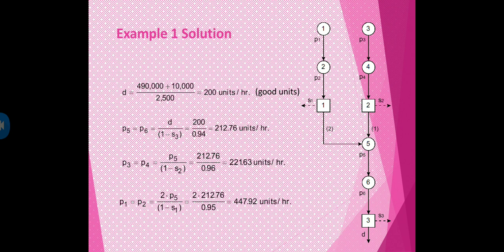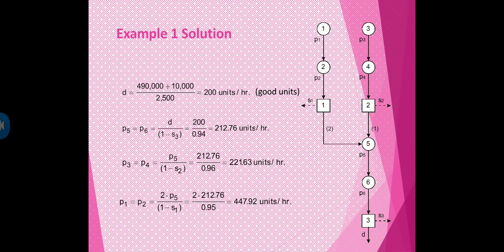Before calculating the production rate of units 1, 2, 3, 4, 5 and 6, we calculate the value of D, because the calculation depends on it. So D is equal to (4,90,000 plus 10,000) upon 2500. When we calculate, we obtain 200 units per hour. It means these are our good units, right?